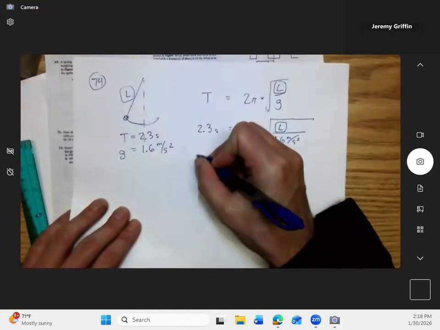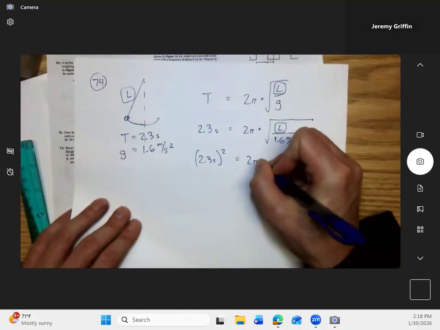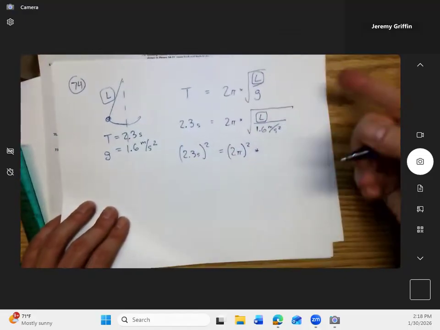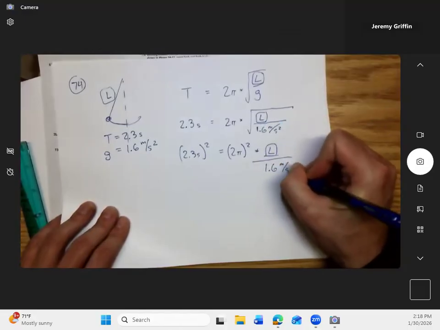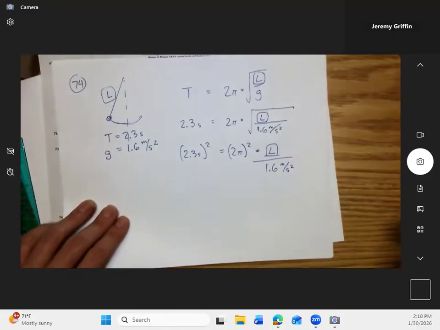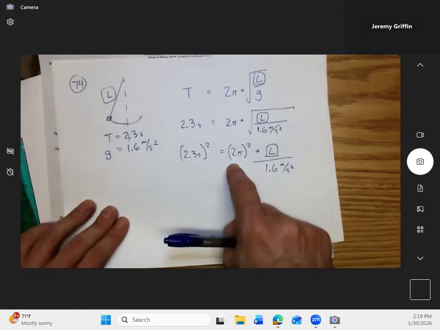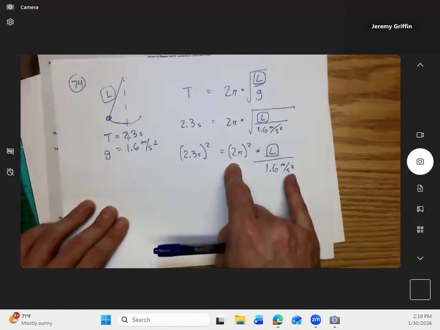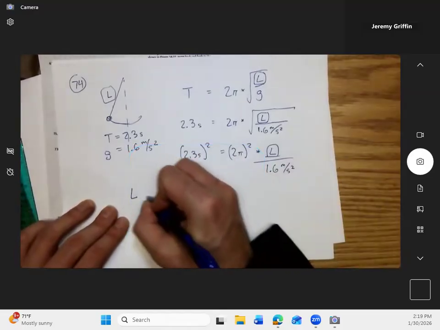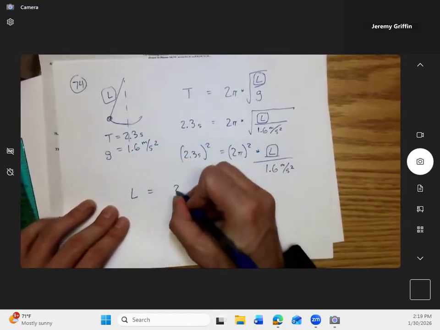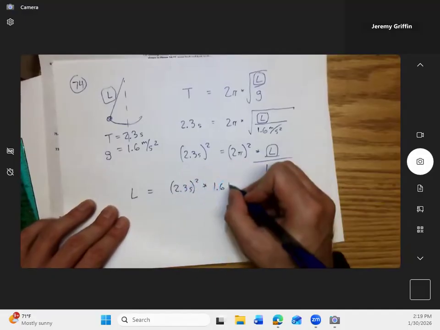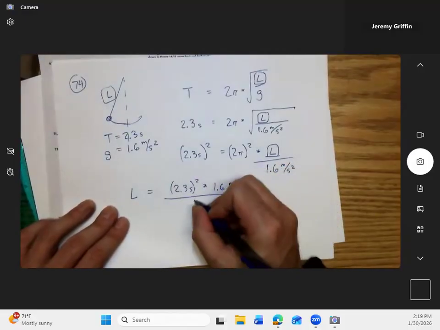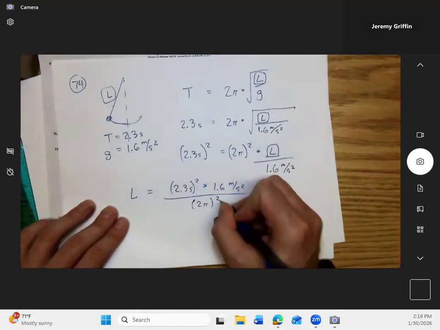So 2.3 seconds, squared, equals 2 pi quantity squared, and then the square root goes away, length over 1.6 meters per second squared. That was a good first step. Now what? Divide by 2 pi squared. Yes, divide by this 2 pi quantity squared. While I'm at it, I can cross multiply this 1.6 meters per second squared. So the necessary length of the pendulum must be 2.3 seconds squared times 1.6 meters per second squared divided by 2 pi quantity squared.